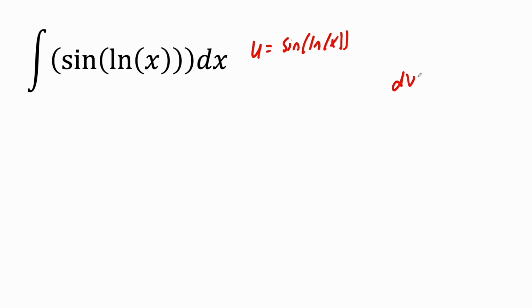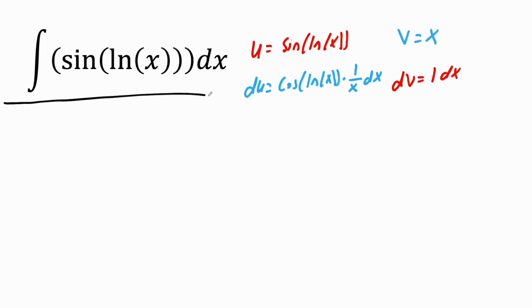My dv, I'm going to set to equal 1 dx. Now, du is going to equal, the derivative of sine is cosine, so I have cosine(ln(x)), but then I take the derivative of the inside piece, and the derivative of ln x is 1 over x, so 1 over x dx. And now we take the integral of 1, which is just going to be x.